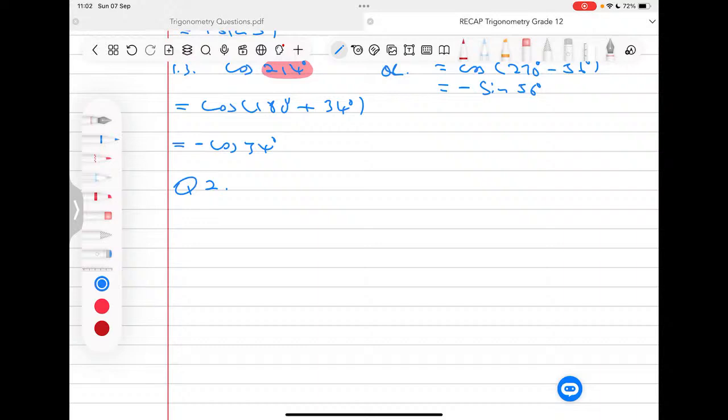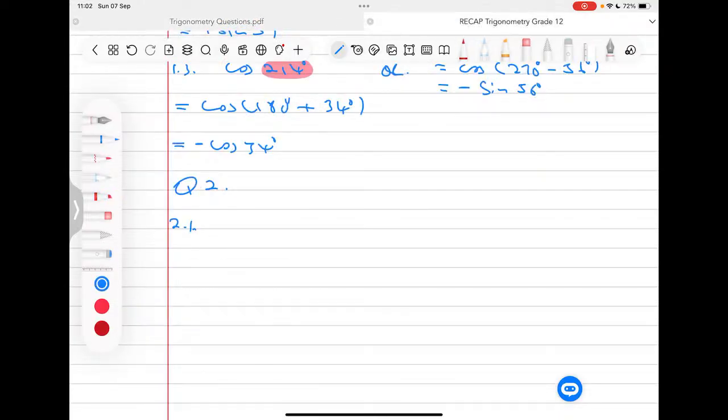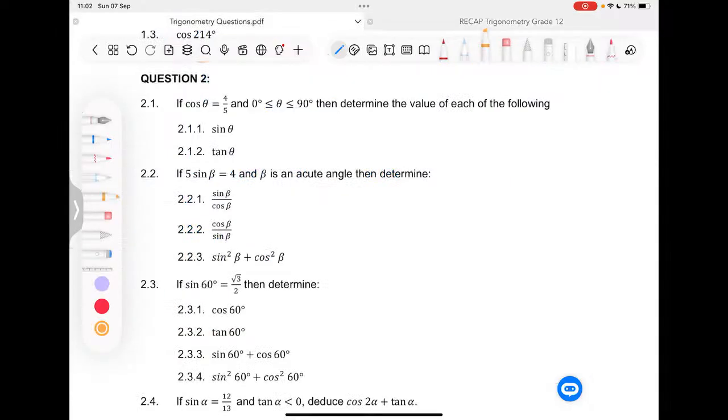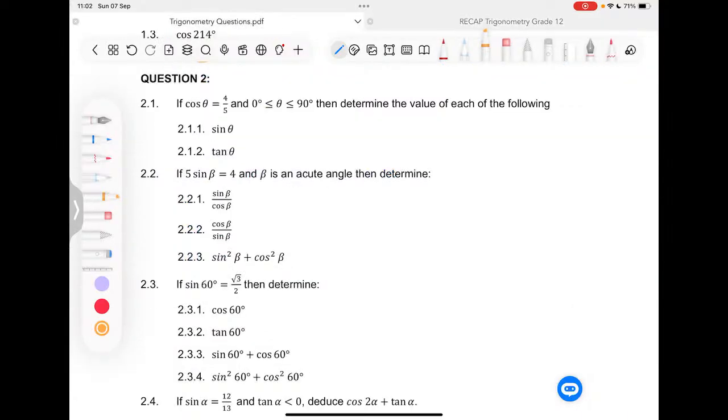Now let's say we then look at question 2, and we are on 2.1. Now 2.1, they say cos theta is equal to 4 over 5, right? We are given here that cos theta is equal to 4 over 5. And they also tell us that our theta lies between 0 and 90. And actually, 0 and 90 are also possible values of theta, because they are equal there. Now, they then say to us, determine the value of each of the following.